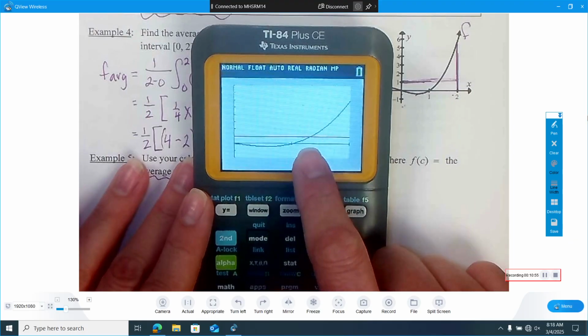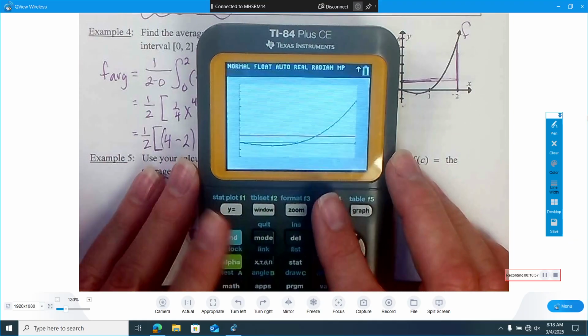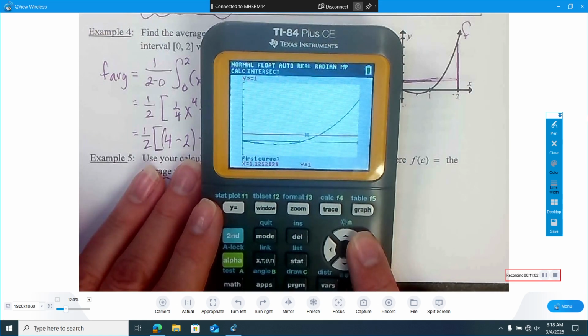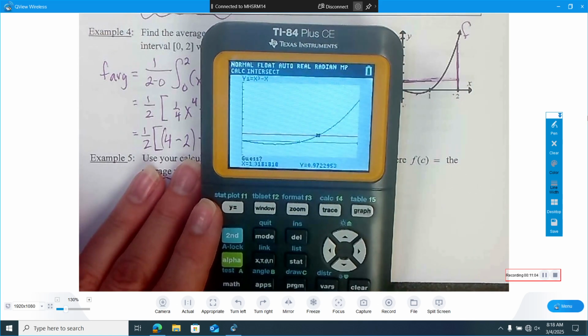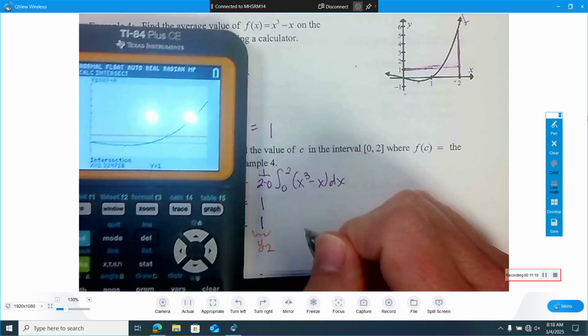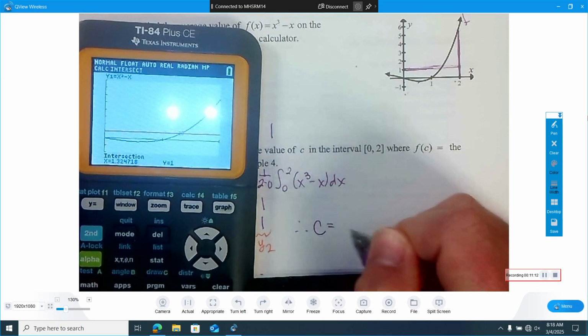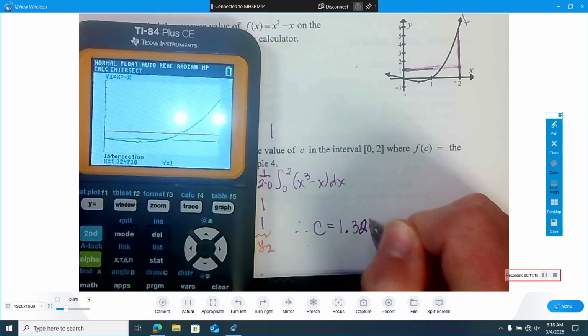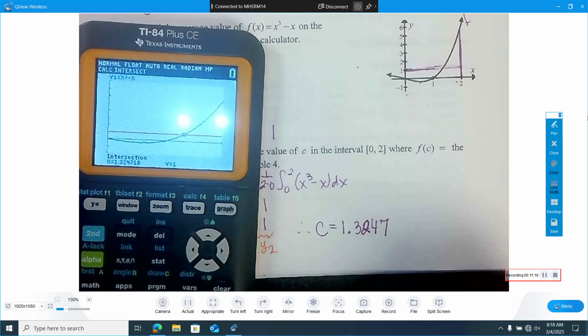And I can see the intersection there, so I'm just going to do a calculate the intersection and move Tinkerbell there and do enter, enter, enter. Definitely the fastest, easiest way. So we get c equals 1.3247.